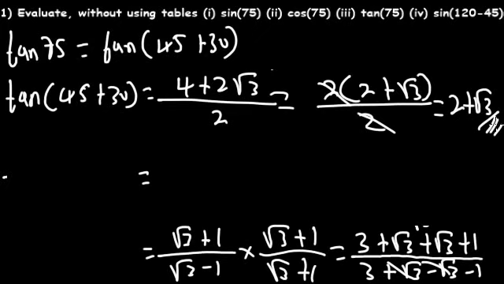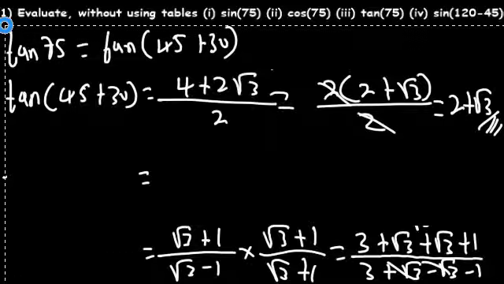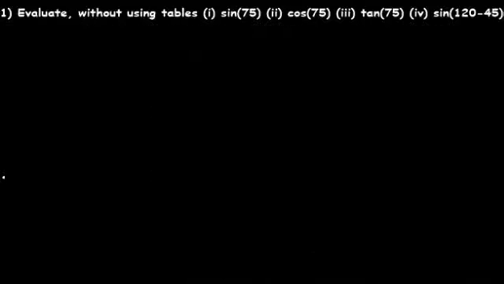So by now I'm getting used to the techniques of using the compound angle to solve trigonometric problems. So let's consider the last question, Roman numeral four. Feel free to try it out, and after that you can pause it and see if you have done the right thing. So how can we simplify sine 120 minus 45?